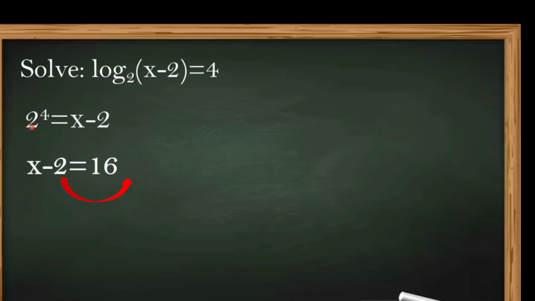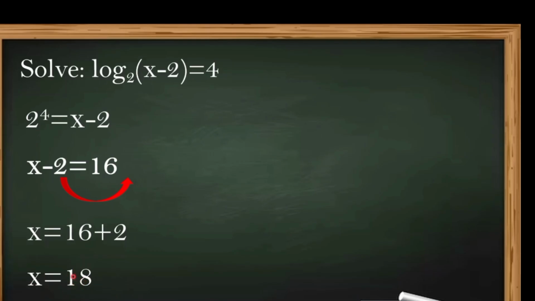Our solution now is x minus 2 is equal to 16. The 2 is negative, so we need to transpose it to the right side, and the sign will change into positive. Negative will turn into positive. So x is equal to 16 plus 2. 16 plus 2 is equal to 18. So x is equal to 18.